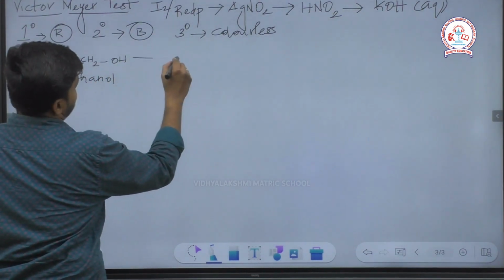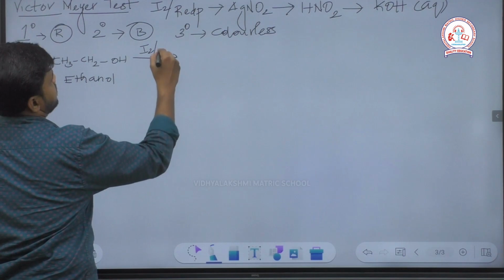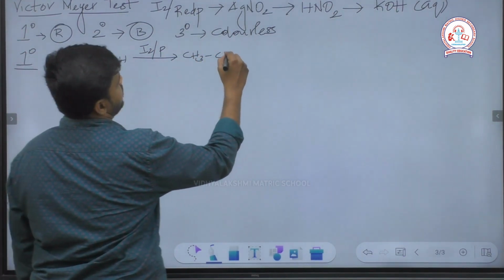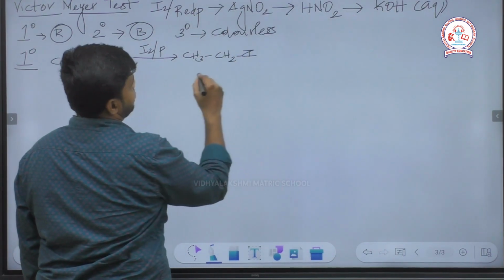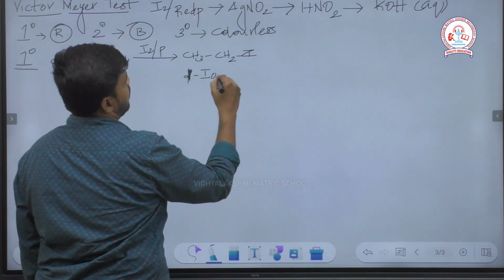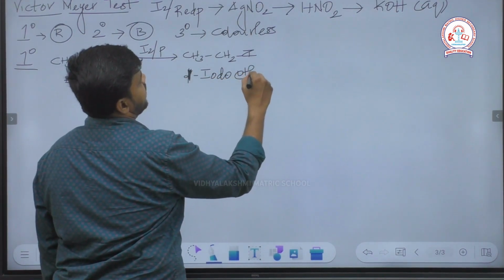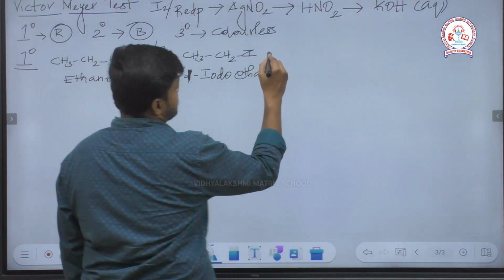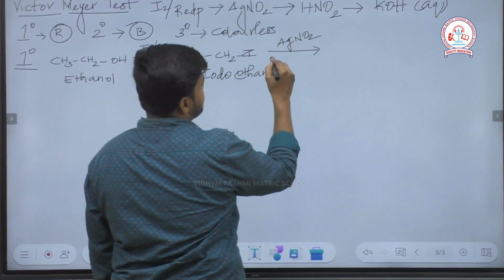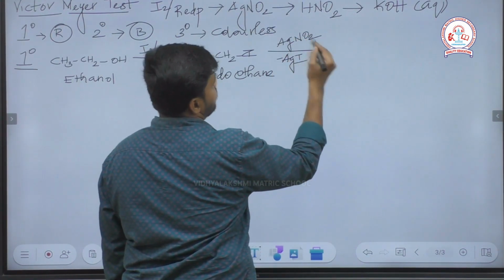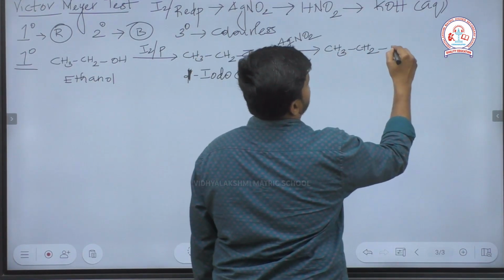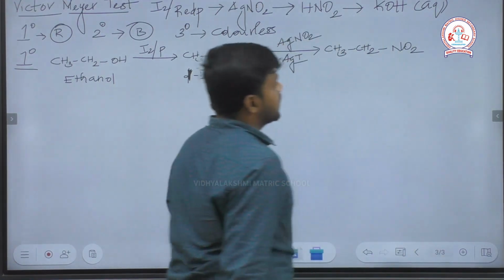On treatment with iodine in the presence of phosphorus, OH will be replaced by iodine, so it is CH3CH2I. So the name of this is iodoethane. Then it is treated with silver nitrite, AgNO2. Ag will take up this I and goes as AgI, therefore NO2 replaces there: CH3CH2NO2.